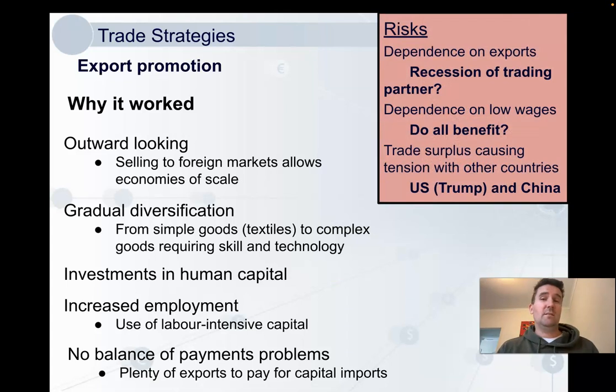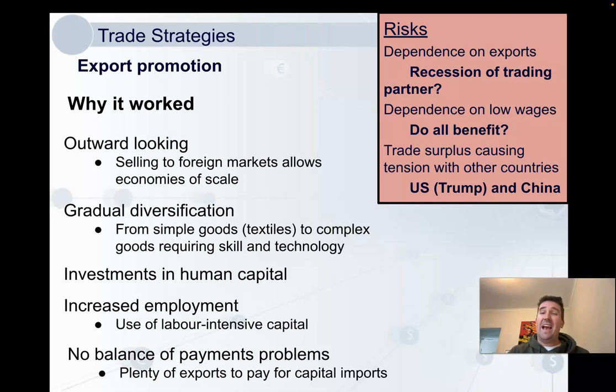There are some risks in doing this. You can develop a dependence potentially on exports. For example, if you are exporting to one country in particular, a recession of that trading partner can be quite painful. There's a dependence on low wages, potentially, because that maintains the competitive advantage. And if you've got those low wages, does everyone in the economy actually benefit from the strategy, or do you have just a working poor, perhaps?